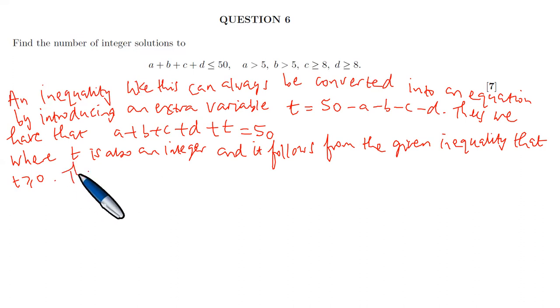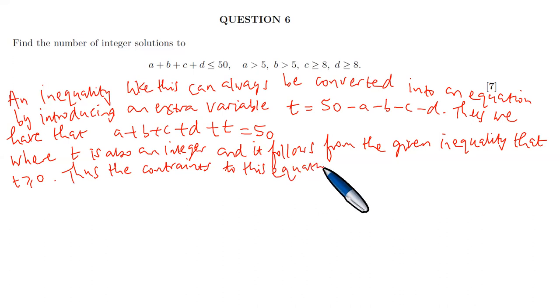Thus, what are the constraints to this equation? The constraints to this equation are, for A: because A is greater than 5, and we're looking at integers, we can start from 6. It's strictly greater than 5, but it can't be 5. The next integer A can be is 6, then 7. So we can say A is at least 6, or 6 or more.